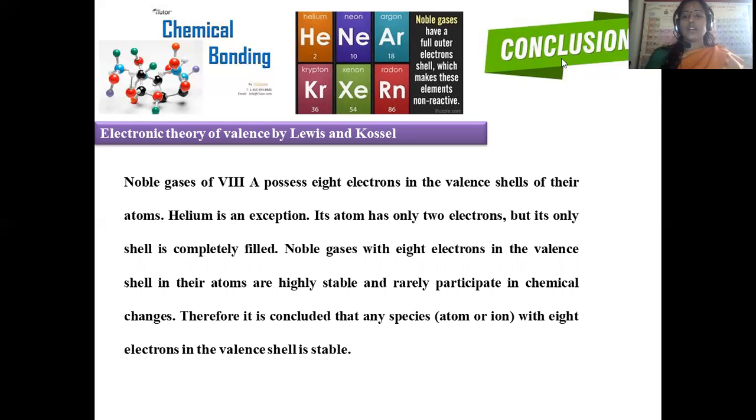So this is the conclusion we get from the Lewis-Kossel electronic theory of valency. From that theory, the conclusion is that 18th group or 8th A group elements have completely filled electronic configurations, but only helium is the exception among all those. Noble gases with 8 electrons in the valency shell are highly stable and rarely participate in chemical changes. Therefore, it is concluded that any species with 8 electrons in the valency shell is highly stable. If the valency shell is occupied with 8 electrons, it will be more stable in accordance with the octet rule. That is the main conclusion we draw from this theory of Lewis and Kossel.